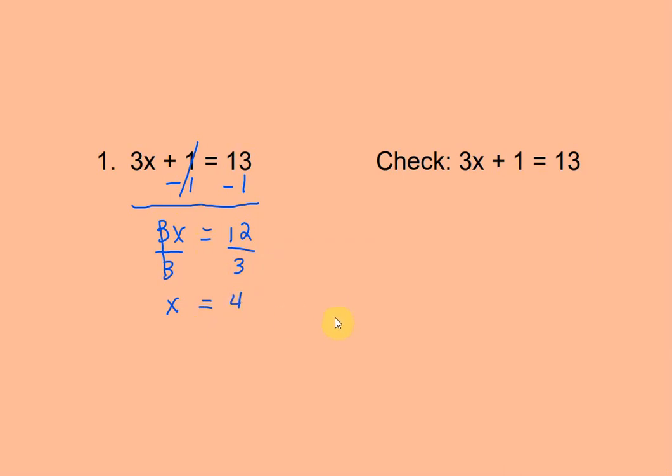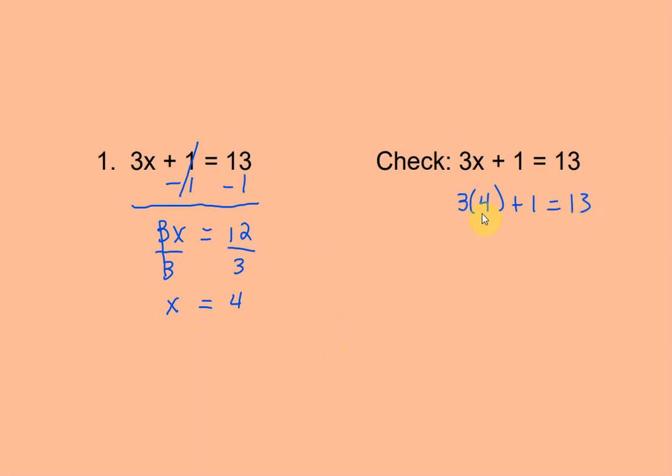Now, we can always check to make sure that our solution is correct by taking the answer that we get for the variable and plugging it into the equation for the variable. So since we got that x is equal to 4, we can take 4 and plug it into the equation where the x is. So that's what I'm going to do to check my solution.